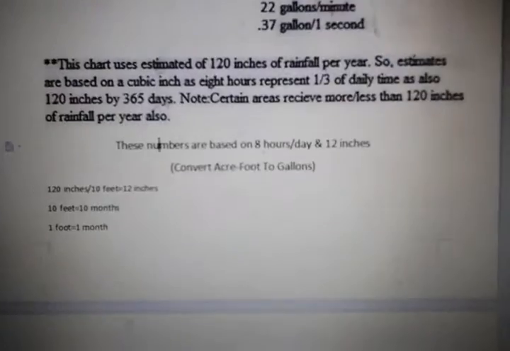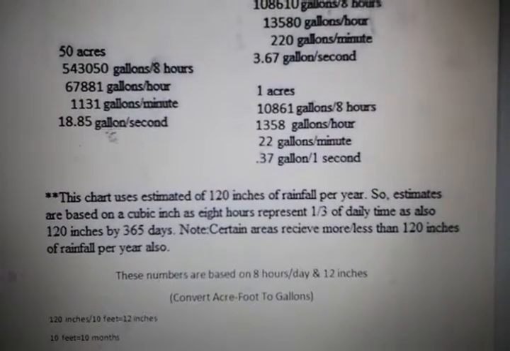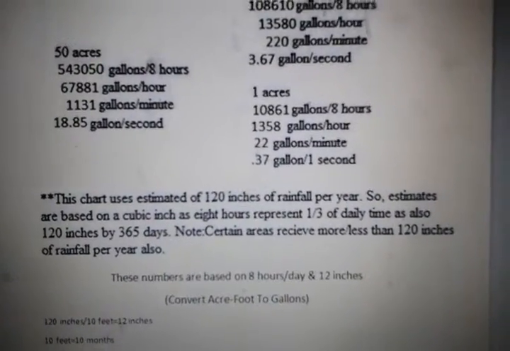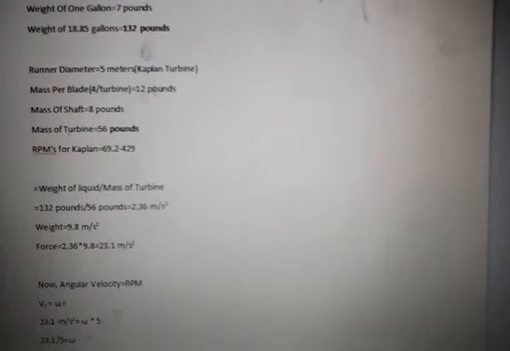So let's talk about each gallon weight. 7 pounds per gallon. We multiply that by 18.85 becomes 132. As you can see here, 18.5 gallons per second is what we're using right now. So just to go above on it, we will be using Kaplan turbine here, which I stated in the last video, this one, and we will go like this, not like this, just to make sure again.